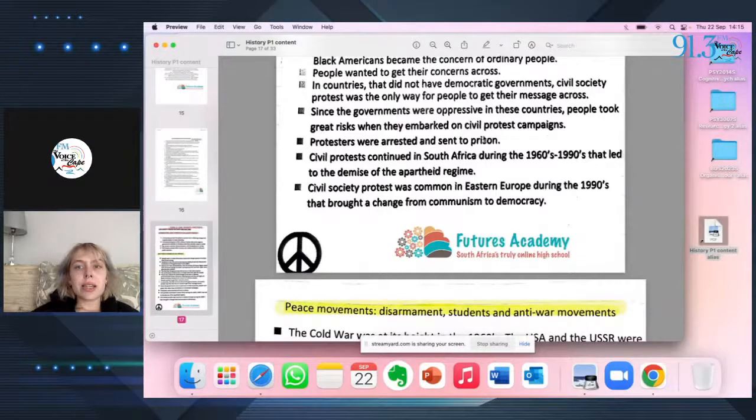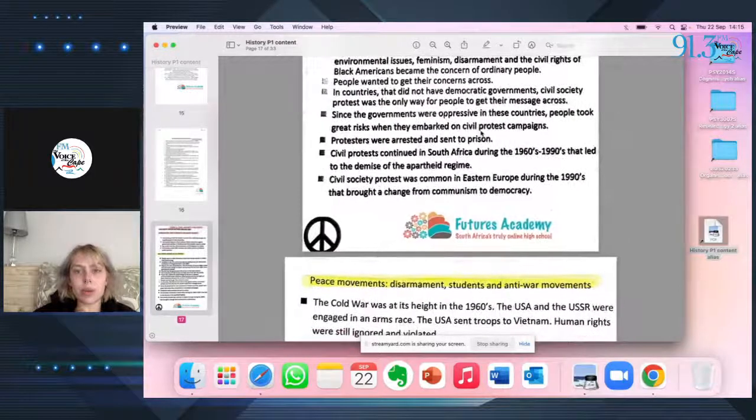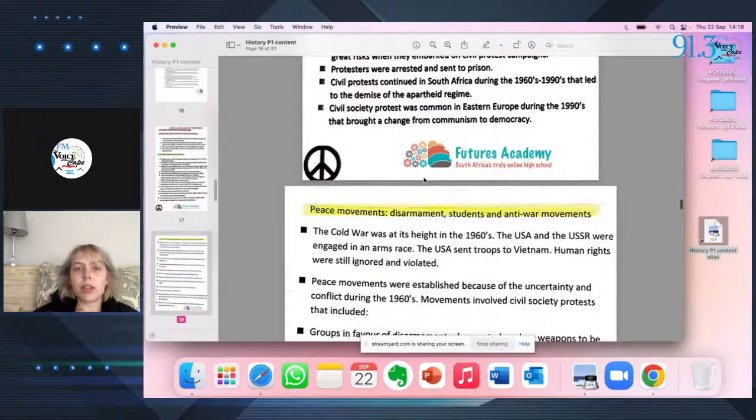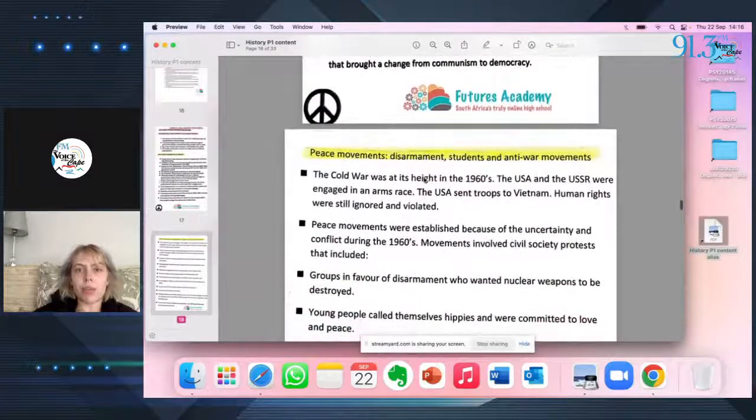And in countries that didn't have democratic governments, civil society protest was the only way for people to get their message across. Since governments were oppressive in these countries, people took great risks when they embarked on civil protest campaigns. Protesters were often arrested or sent to prison. And then an example of civil protest in South Africa. Civil protests continued in South Africa during the 1960s to 1990s, and that led to the demise of the apartheid regime. Another example, civil society protest was common in Eastern Europe during the 1990s that brought a change from communism to democracy.